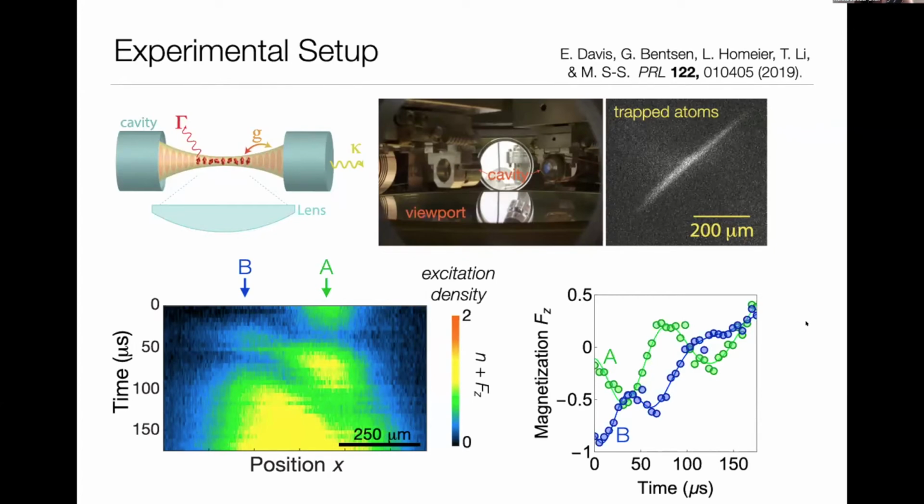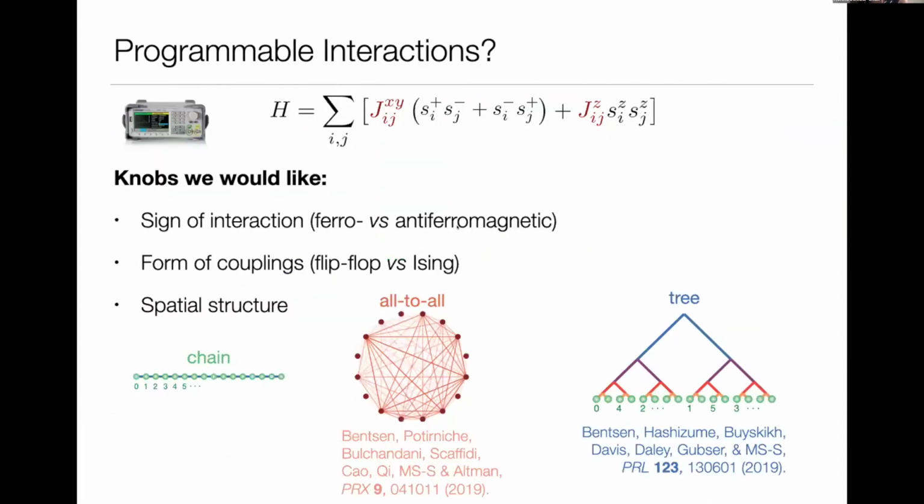We're starting to turn on these very long-ranged interactions. But I said earlier that we wanted to take advantage of the fact that we can control the interactions with light to show some degree of programmability. So the dream is that at some point we'll have something like a function generator in the lab where just by pressing buttons, you can decide: is the interaction, let's say, ferromagnetic or anti-ferromagnetic? Do I have flip-flop couplings like I just showed you, or maybe Ising interactions that we also talked about earlier? And can I start to also control the spatial structure of these long-range interactions?